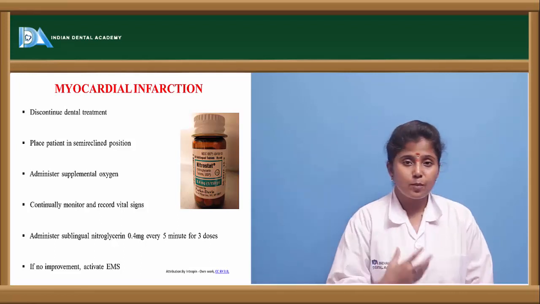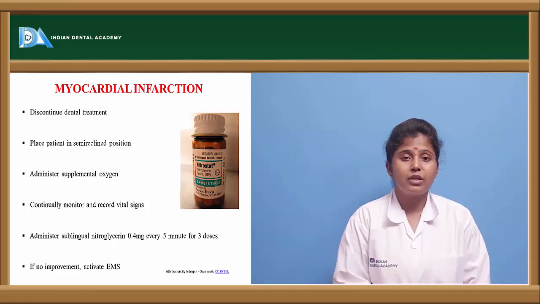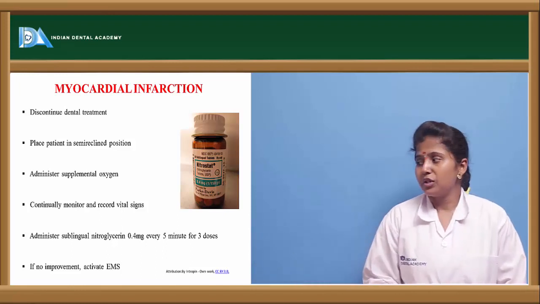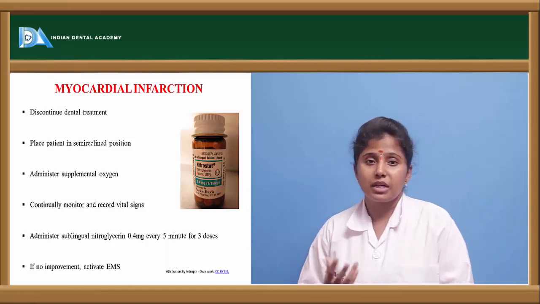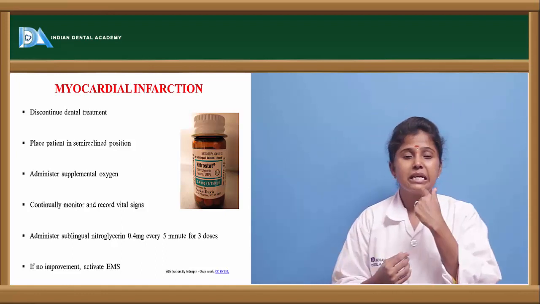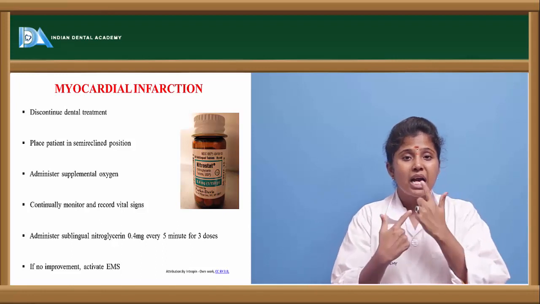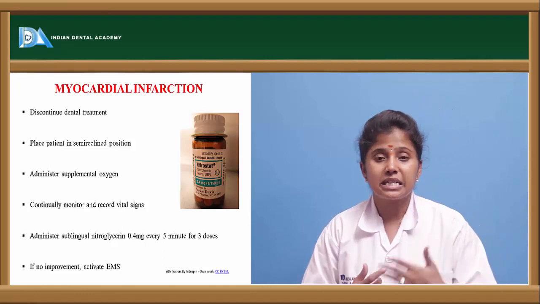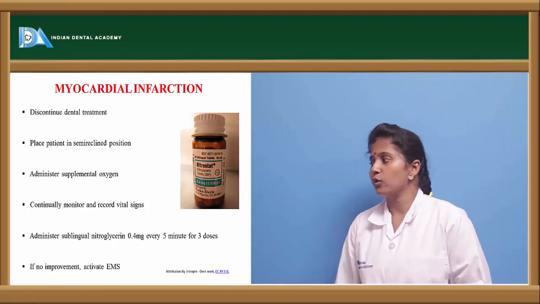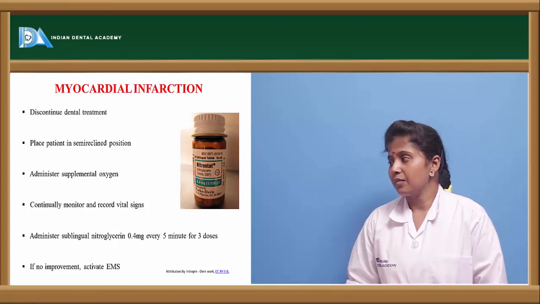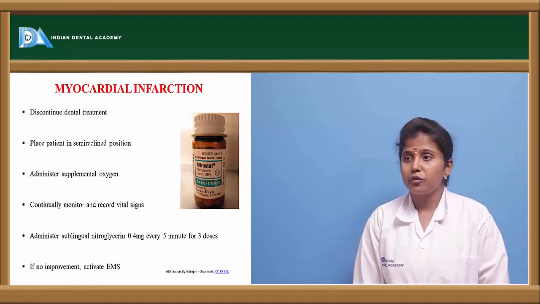And oxygen supplement should be given to that person, and we need to monitor the basic vital signs and symptoms. And we should give the sublingual nitroglycerin. Sublingual should be placed here, under your tongue. The nitroglycerin should be placed by the sublingual route in the dose of 0.4 mg every 5 minutes for 3 doses. And thereby the person should be immediately moved to the hospital.